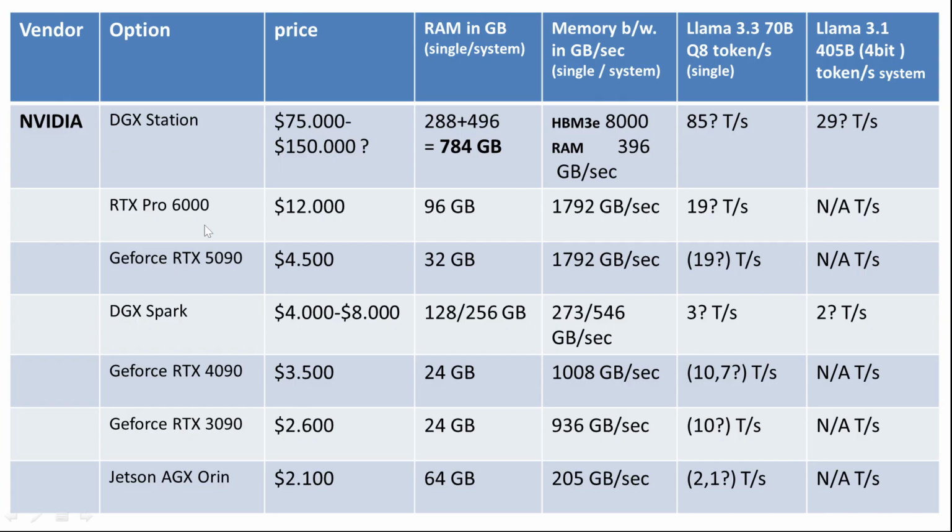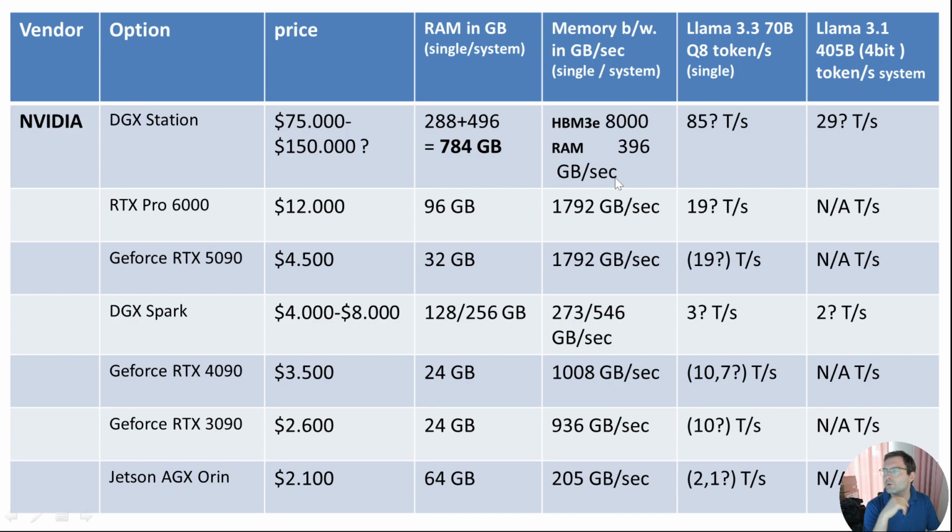Right, let's have a look at Nvidia. Nvidia has a really broad range, and I've sorted this slide from cheapest system to most expensive system, from the bottom to the top. The DGX Station has also the most amount of RAM in a single system, 784 gigabytes, but it's also probably much more expensive than the others. We have 8,000 gigabytes per second of memory bandwidth on the HBM3E memory, and the RAM 396 gigabytes per second.